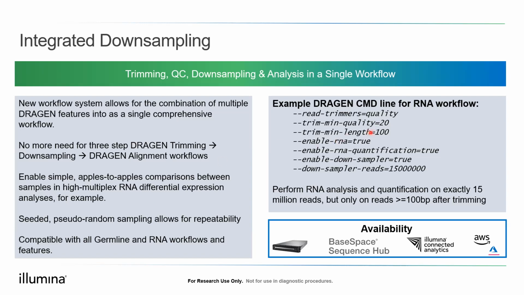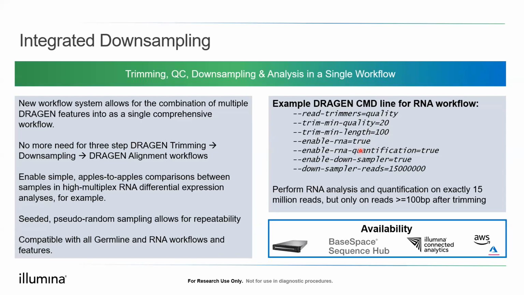The way to enable this is very straightforward. You can turn on the trimming feature. So you say, I want to trim for quality, and you set the quality to be 20 base pairs. And then you say, okay, this is the filtering I want to do for the length of the reads that I want to include in my downsampling. So you set the value to 100.